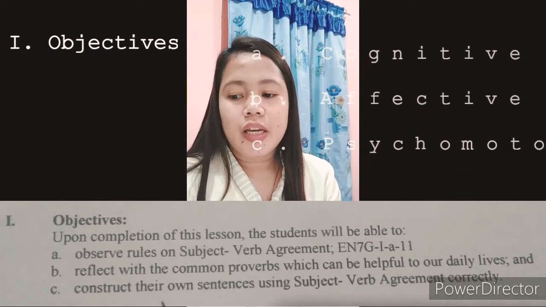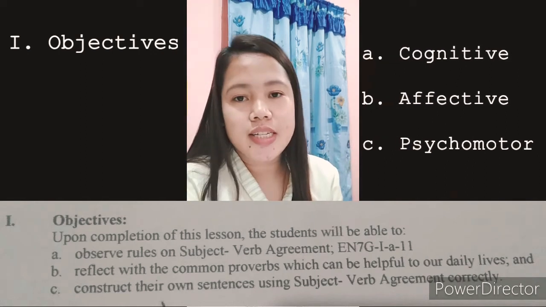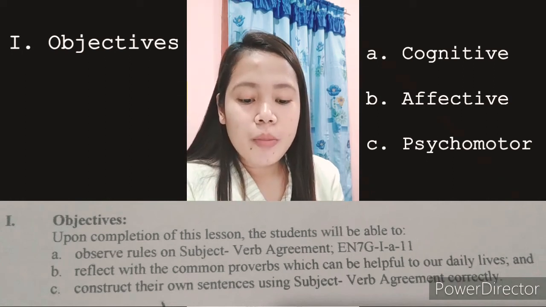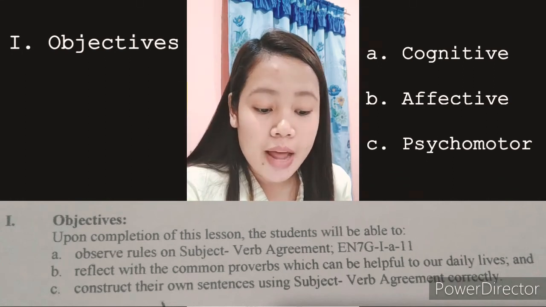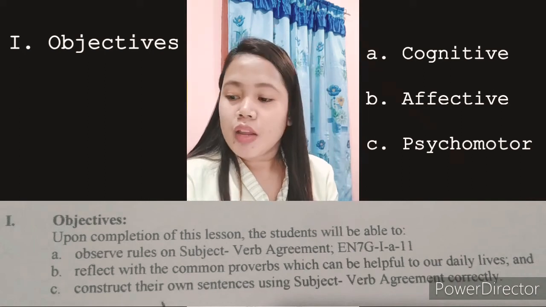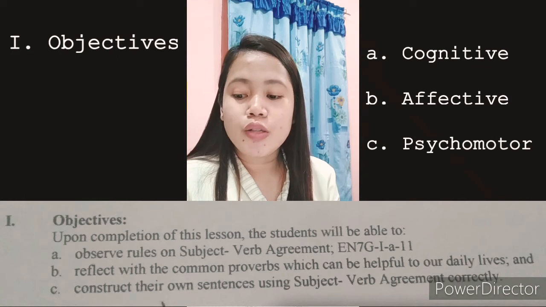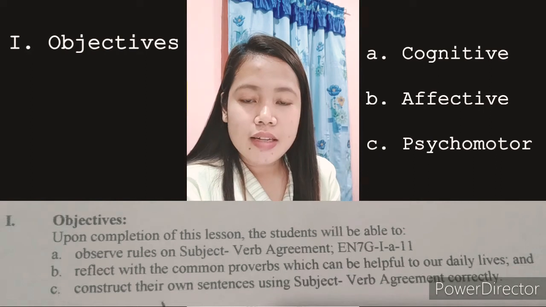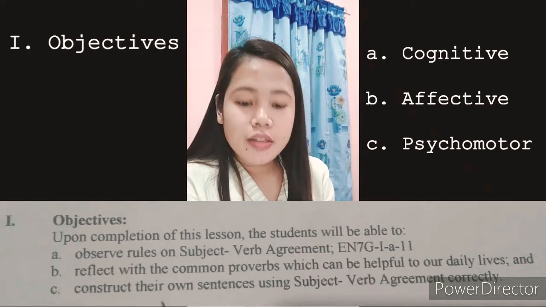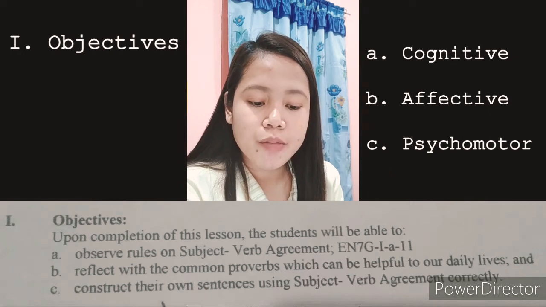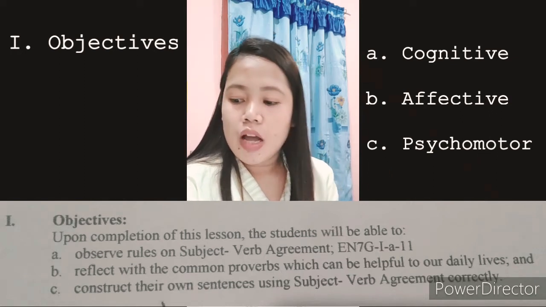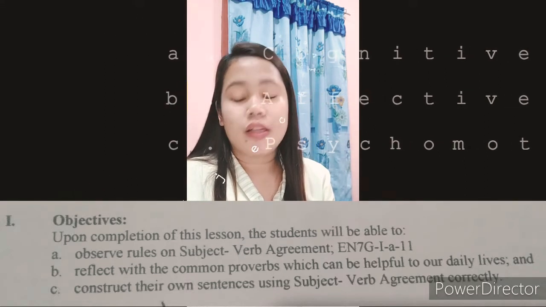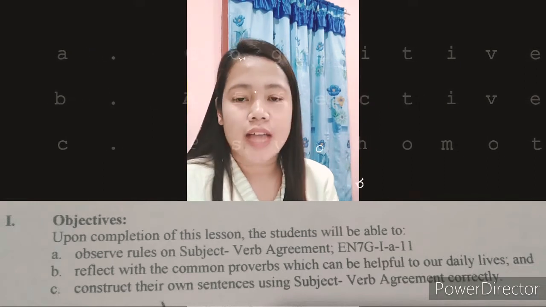When we observe, it benefits our mind, which is our cognitive. Next is reflect with the common proverbs which can be helpful to our daily lives. When we reflect, it also touches our hearts, which is our affective. And the last is construct their own sentences using subject-verb agreement correctly. When we construct or compose, it means that we need to write and it uses our hands, which is our psychomotor.